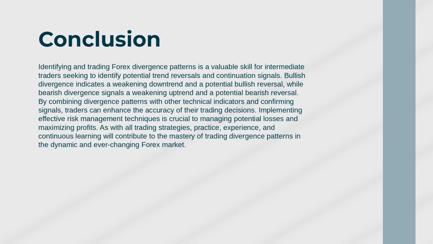Conclusion. Identifying and trading Forex divergence patterns is a valuable skill for intermediate traders seeking to identify potential trend reversals and continuation signals. Bullish divergence indicates a weakening downtrend and a potential bullish reversal, while bearish divergence signals a weakening uptrend and a potential bearish reversal. By combining divergence patterns with other technical indicators and confirming signals, traders can enhance the accuracy of their trading decisions.